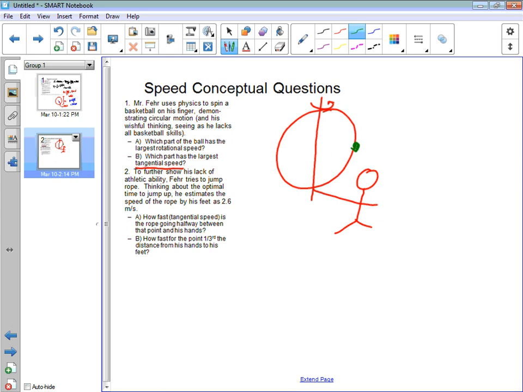Now we've got Fair jumping rope. So if Fair tries to jump rope, trying to figure out the optimal time to jump, he estimates the speed of the rope by his feet is 2.6 meters per second. How fast, that is the tangential speed, is the rope going halfway between that point and his hands?